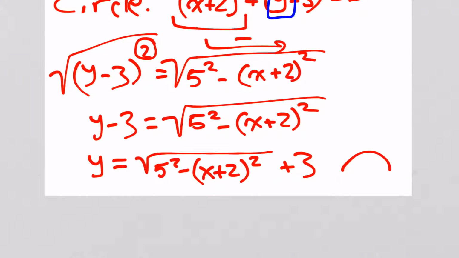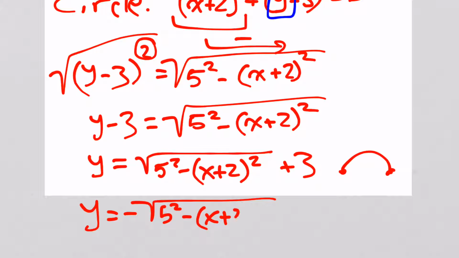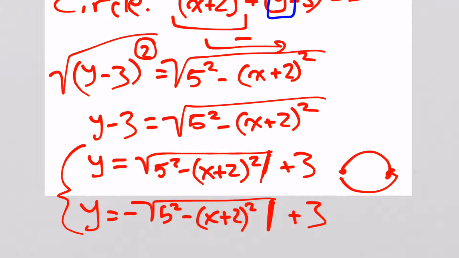Disclaimer, this is only going to graph the top half of your circle because it's going to graph the positive square root. If you also want the bottom half, you have to graph the negative version of this as well. So negative square root of 5 squared minus (x + 2) squared, plus 3, with that plus 3 not inside that square root. Make sure that is separate. Those two equations will give you that one circle.